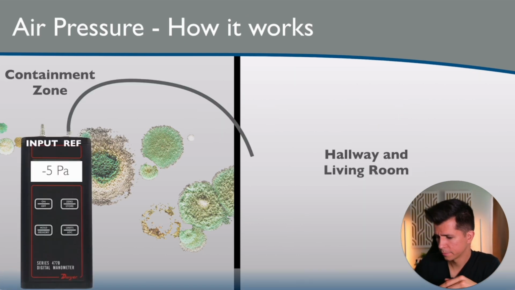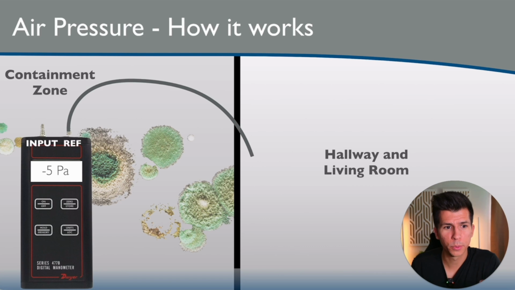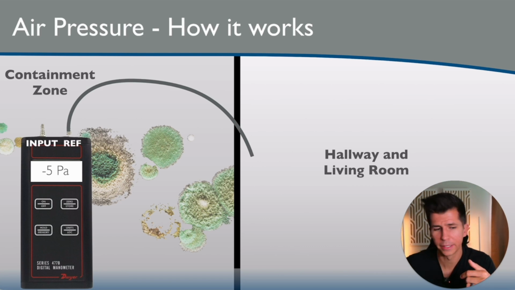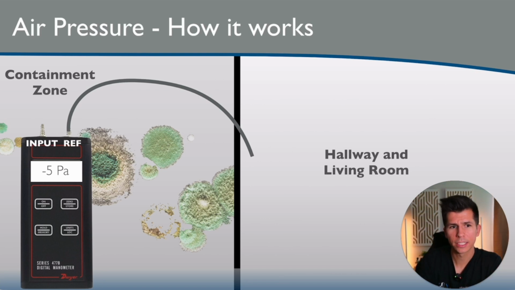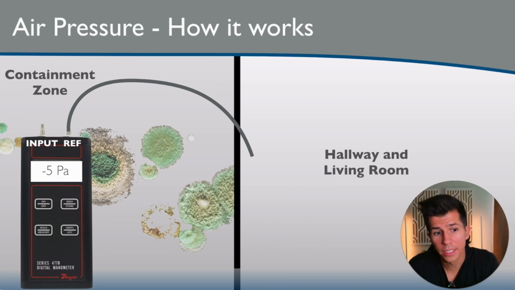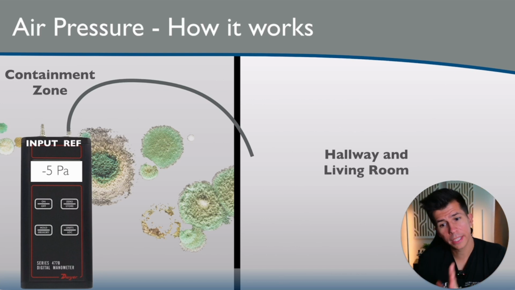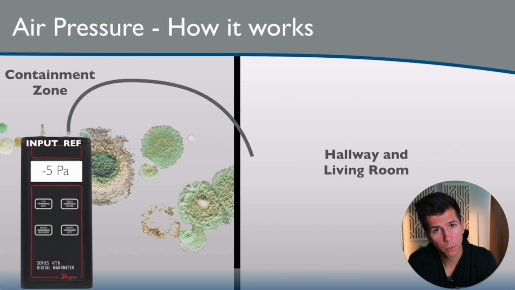So that's one example. Now I'm going to confuse you and switch this over to the other side. So now we're looking at the containment zone. In the containment zone, it's -5 pascals. So let's pretend that they sealed this area up. They're ready for remediation. There's plastic separating this room from the rest of the house. So in this area, it's -5 pascals in relationship to the hallway and living room. Is that a good thing or is it a bad thing? It's a good thing because they're protecting the hallway from the mold that they're remediating.